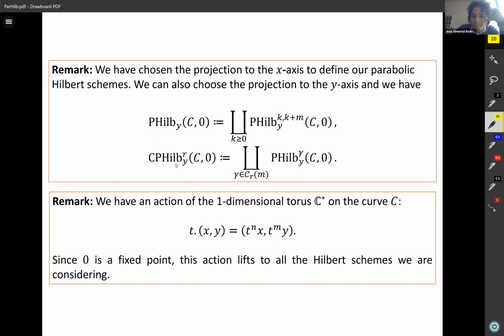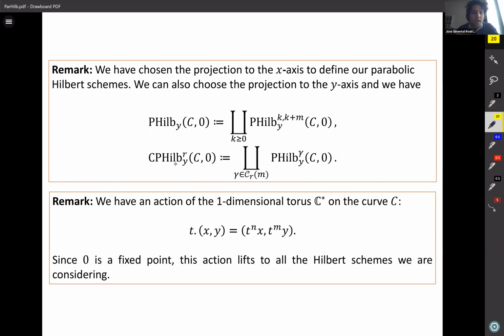Jose, ask? Yeah? A quick question. Can you realize the compositional parabolic Hilbert schemes as also fixed components of the action on just the ordinary parabolic Hilbert schemes? I think the answer is yes. If I understand your question correctly, the answer is yes. I mean, not the entire compositional parabolic Hilbert scheme, I think, but each one of the parts you can do. Okay. Any other questions?